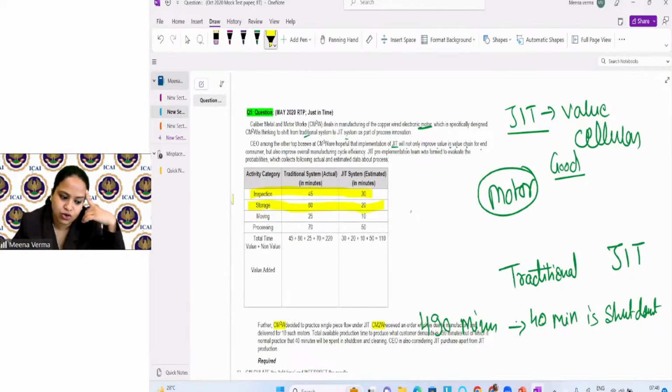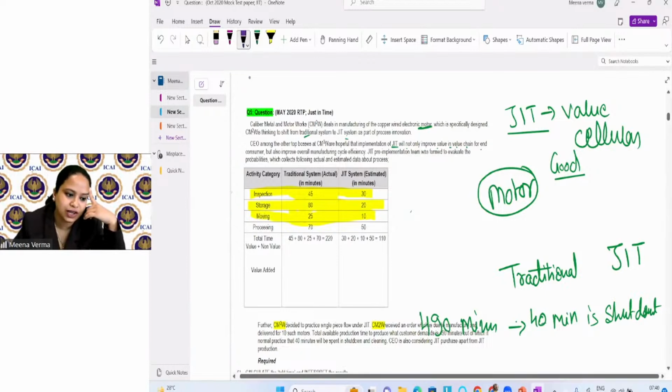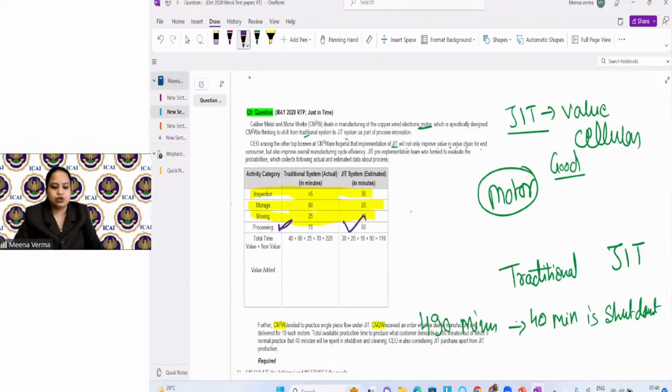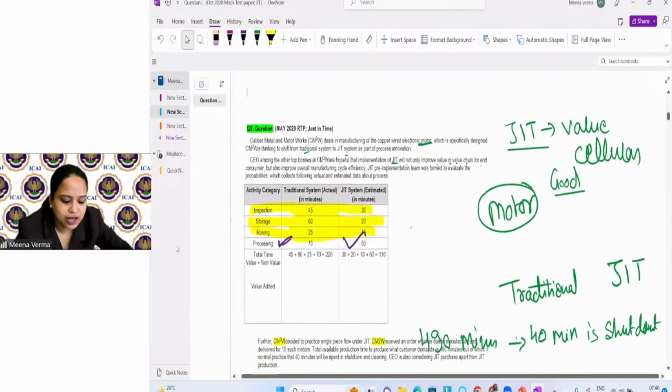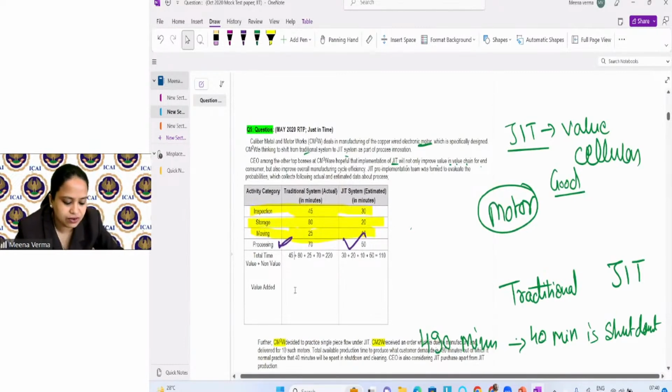Storage is a waste, non-value-added activity. Unnecessary moving the inventory is a waste. So these are all waste activity. Obviously the process time is not a waste, right? Process time is the time you are taking to produce the goods. It is not a waste. Okay? So you know your value added activity here, 70 is the value added activity.